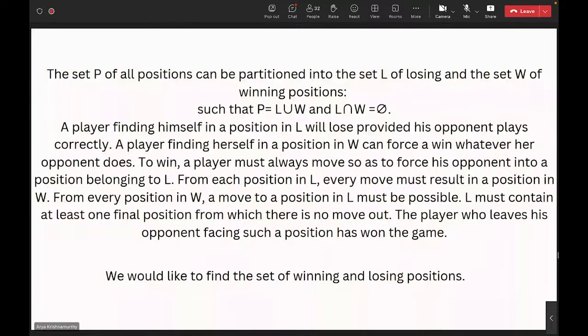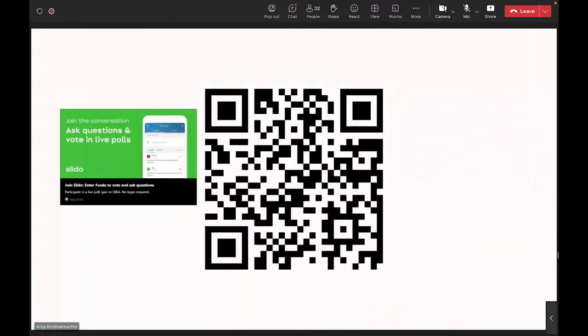Also, the set of losing states must contain one final position from which there's no move out, and this shows when the game ends. As I mentioned earlier, we would like to find the set of winning and losing positions. So here's a Slido poll you can try to solve. Try to tell me what you think by answering the question in the poll, by scanning the QR code.